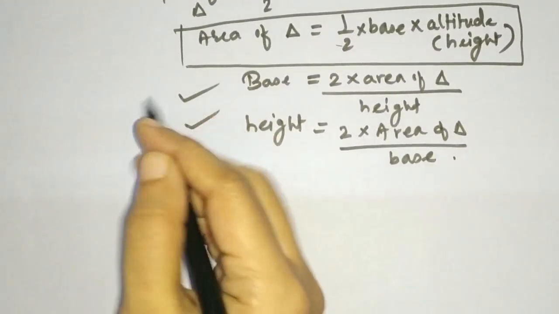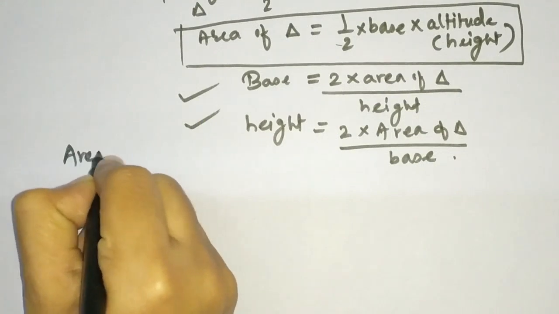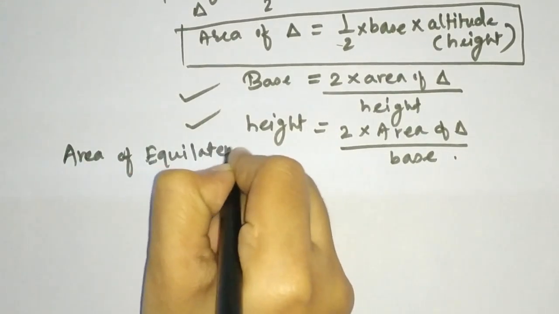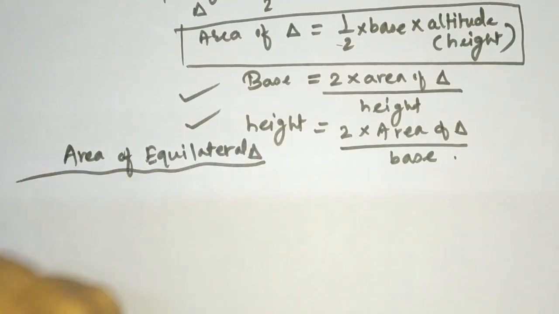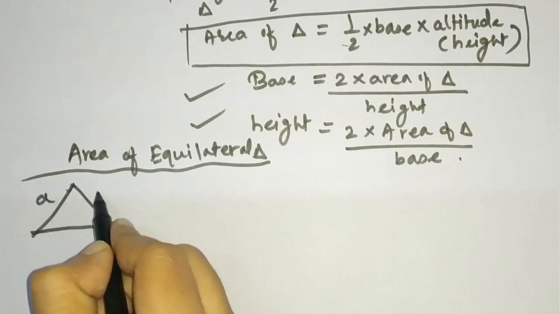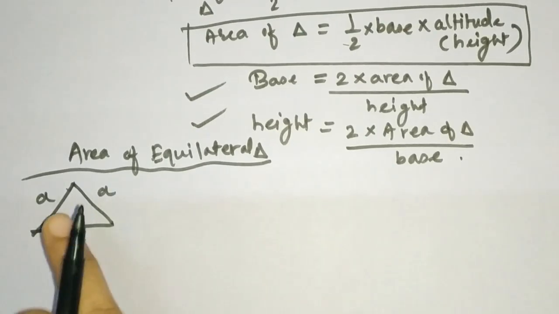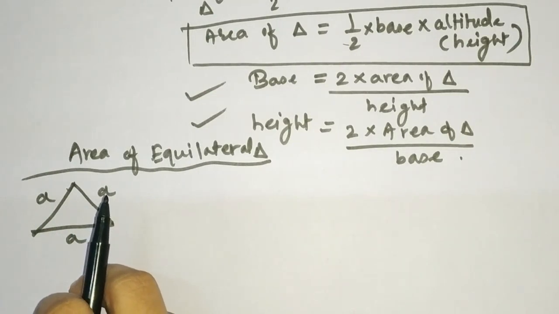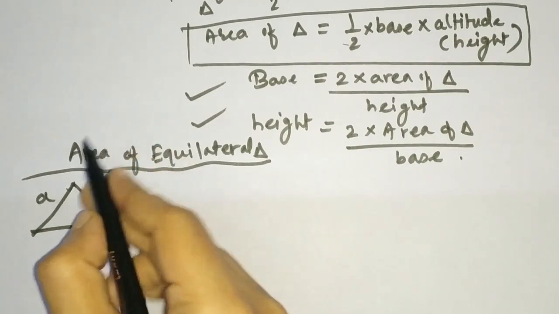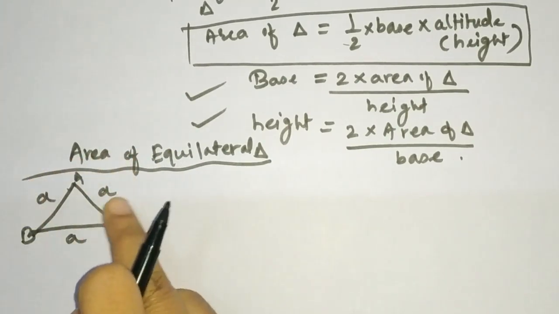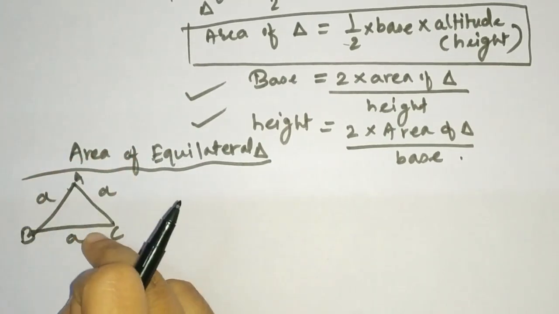Now if you want the area of an equilateral triangle, friends, we know what an equilateral triangle is: a triangle in which all the sides are of equal length. Suppose we want to find the area of an equilateral triangle. Consider triangle ABC with all the sides equal to a centimeter.